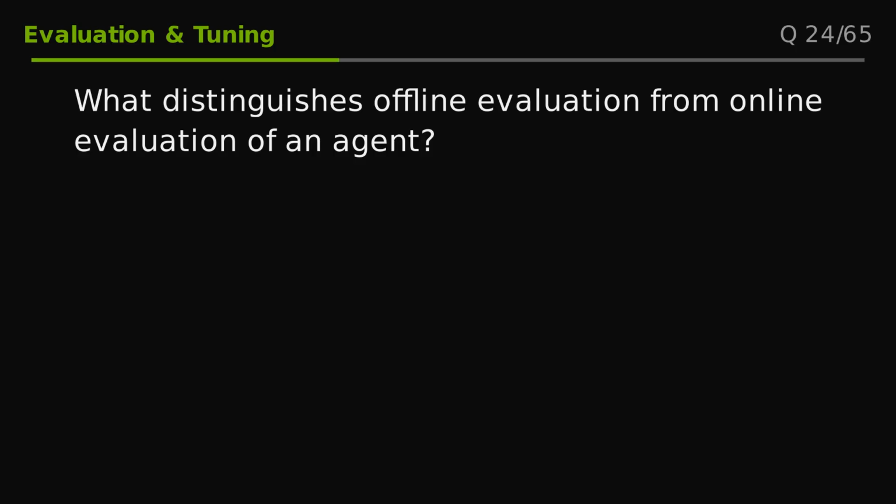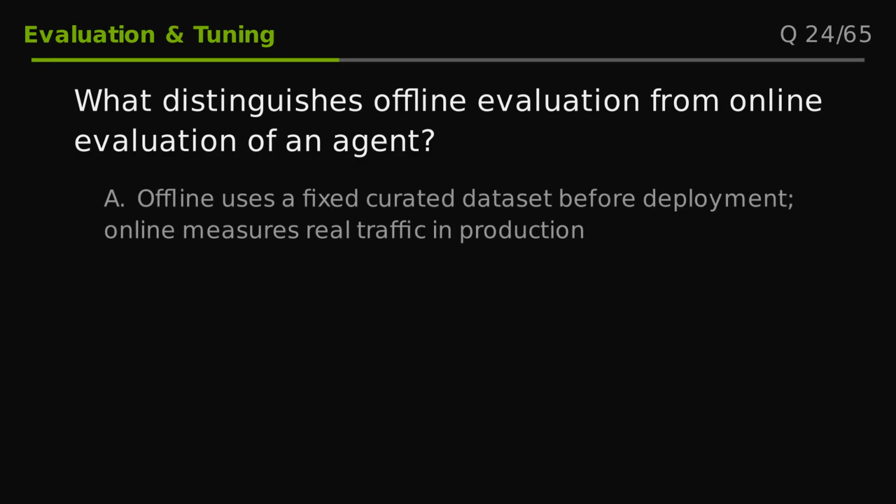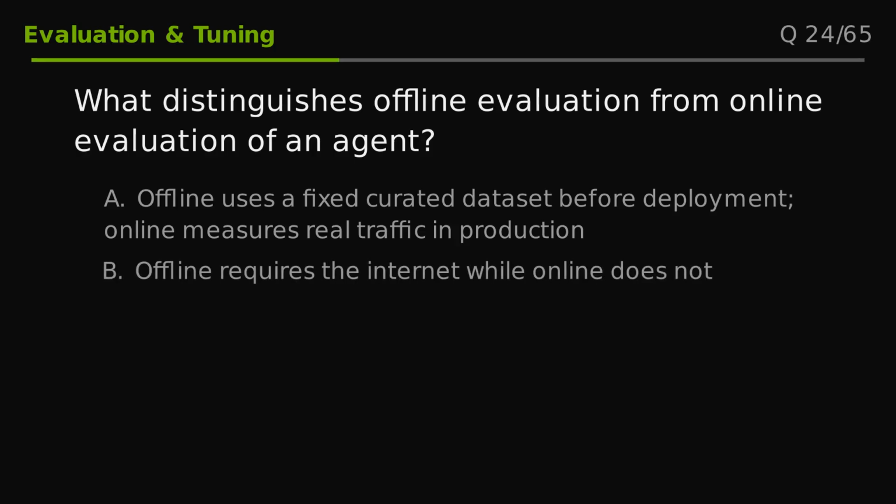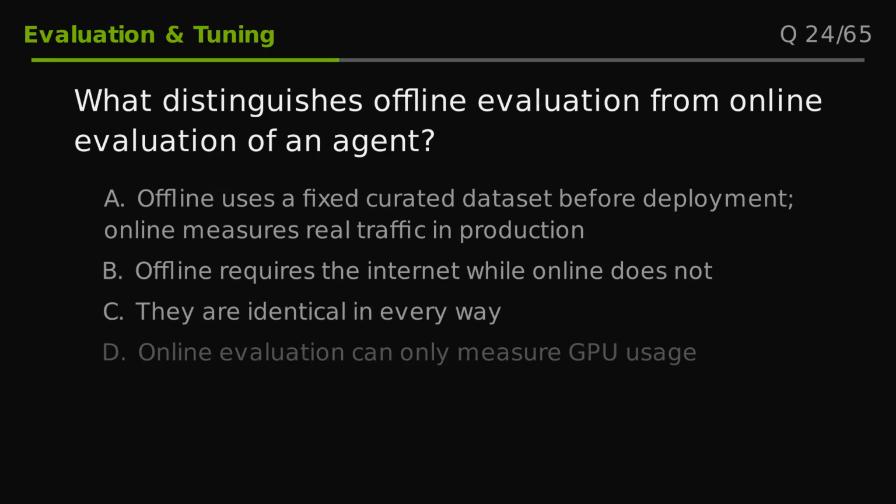Question 24. What distinguishes offline evaluation from online evaluation of an agent? Option A. Offline uses a fixed curated dataset before deployment. Online measures real traffic in production. Option B. Offline requires the internet while online does not. Option C. They are identical in every way. Option D. Online evaluation can only measure usage.